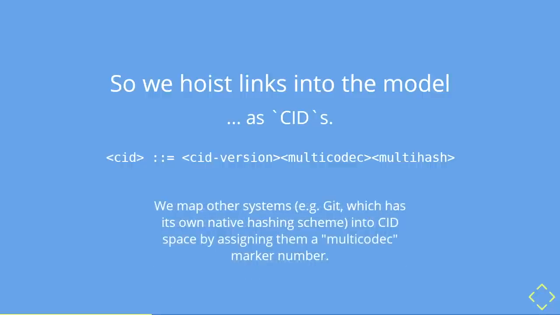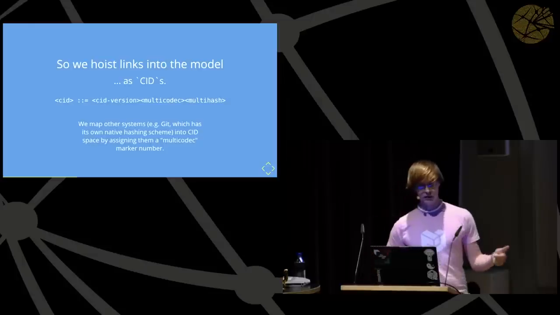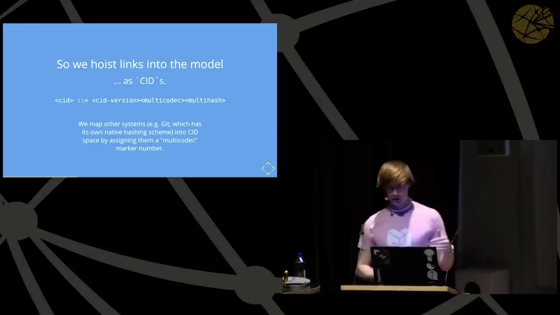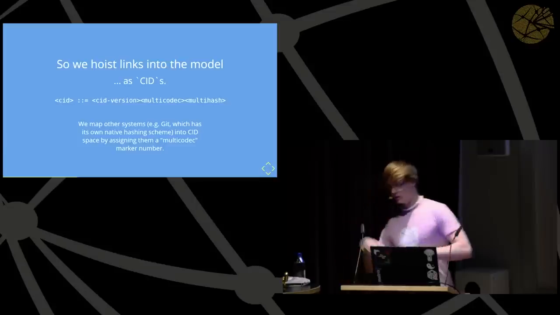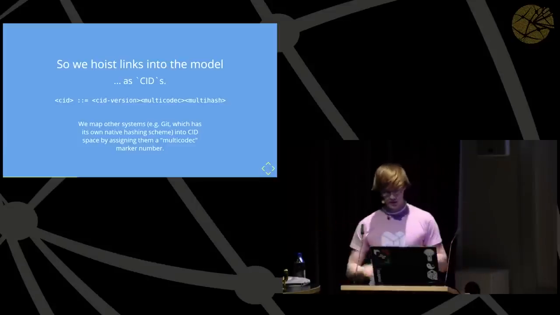So this is cool because we're going to take some of these indicators and use them to refer to other protocols like Git, which has its own native hashing scheme, and bring it into this same model so we can have one data structure in IPLD that jumps out and refers to a Git commit and does all this sort of stuff.